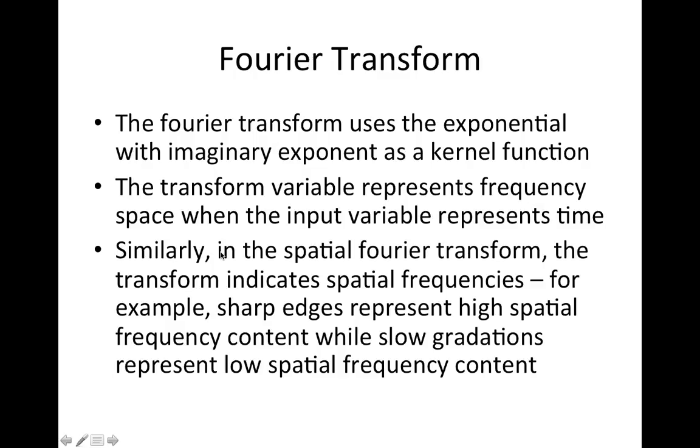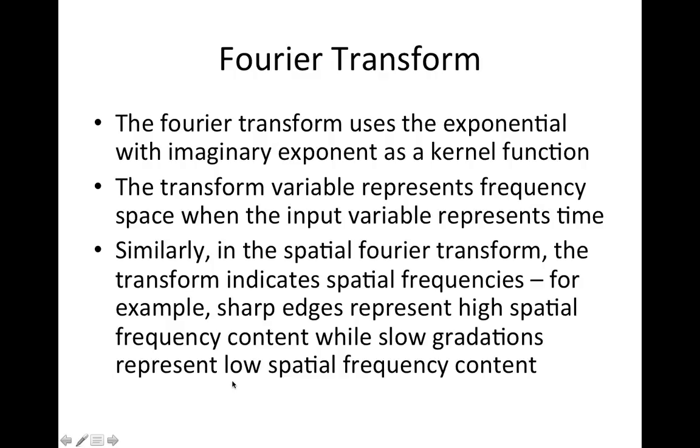So just looking at a couple of specific ones, the Fourier transform uses an exponential with an imaginary exponent as a kernel function, and the transform variable represents frequency space when the input variable represents time. For those of you who are interested in image processing or image analysis, the Fourier transform can also be done spatially. In that case, it's a two-dimensional problem with an x and a y if you're representing a two-dimensional figure. And the transform output is also two-dimensional and will indicate spatial frequencies.